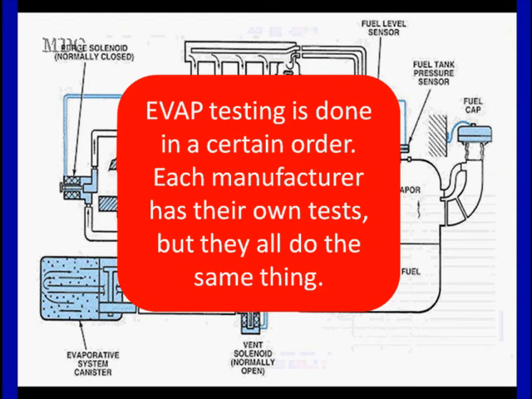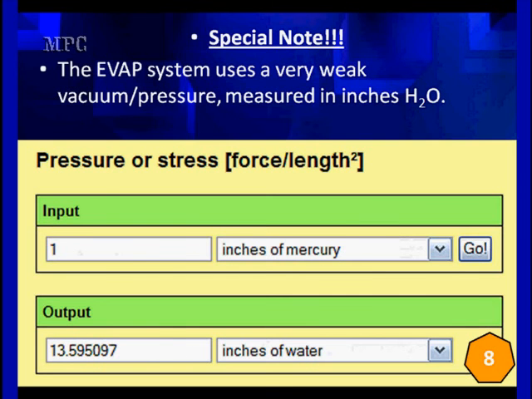Let's get down to understanding the EVAP system first. And the first thing to understand is what a weak vacuum is. These weak vacuums are measured in inches of water. 1 inch of mercury, which we normally see on our vacuum gauge, equals 13.6 inches of water. Now, we rounded that up. You can use 13.595097 if you like, but we have found 13.6 to be more than sufficient. In fact, you can even round it up to 14 if you want to. It's not that critical. The point we're making is that inches of water are much smaller than inches of mercury, which you're accustomed to.